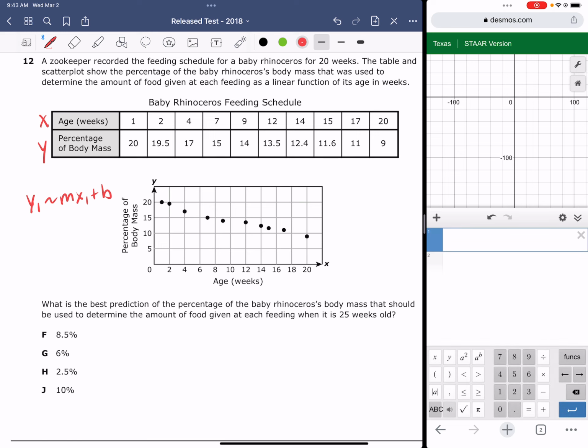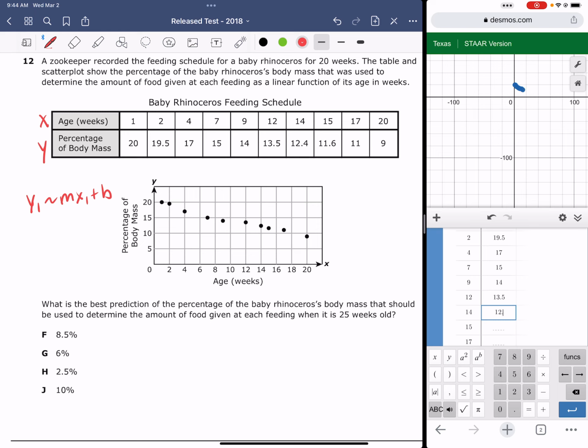On Desmos, we will hit the plus sign and then table and type in our x values and our y values very carefully, making sure that we do not have a typo. Go very carefully and make sure that you type in all of the given data points. Once you get to the end of the x values, you can arrow back up and begin to type in the y values. 20, 19.5, 17, 15, and etc.